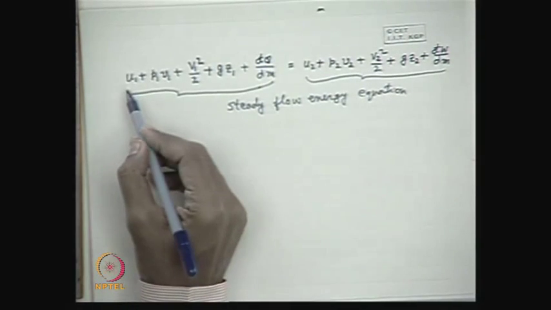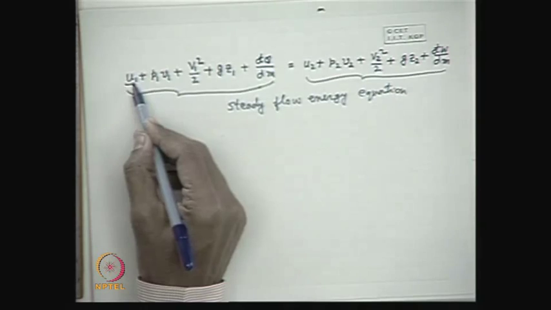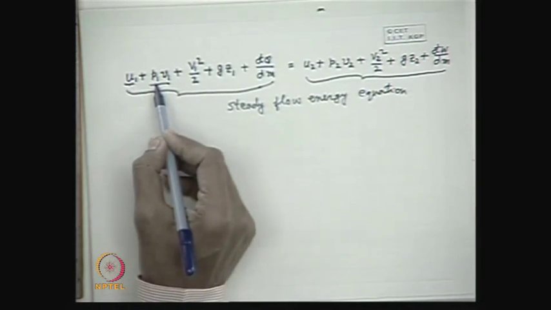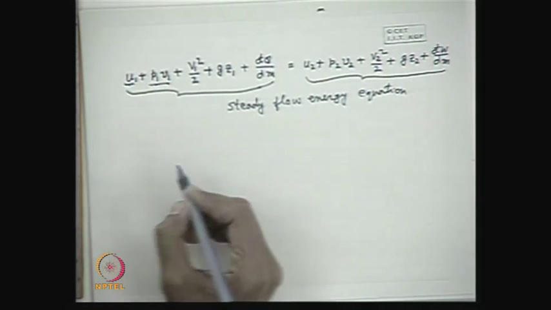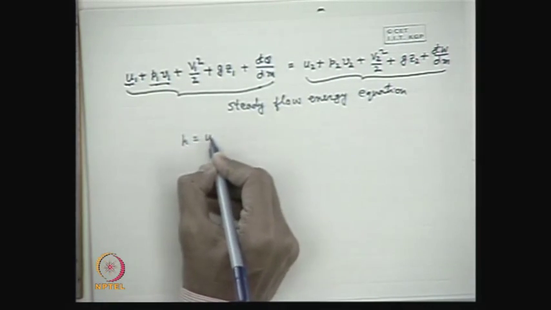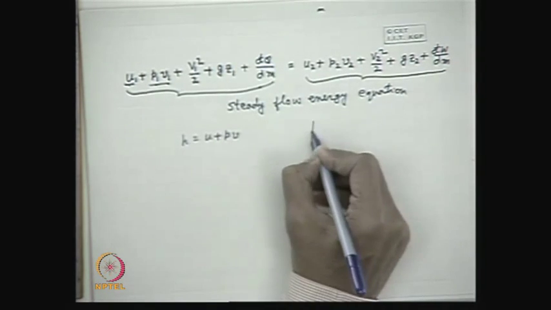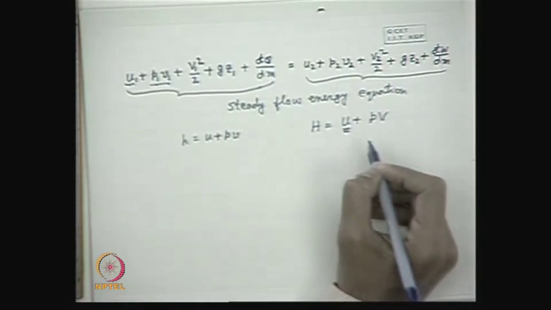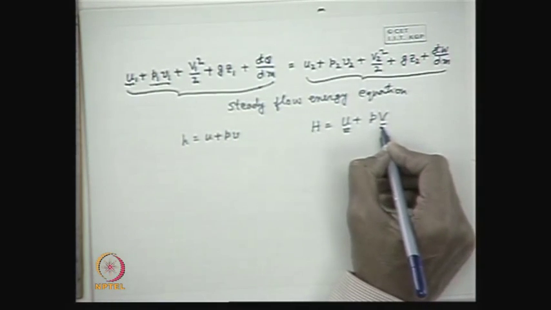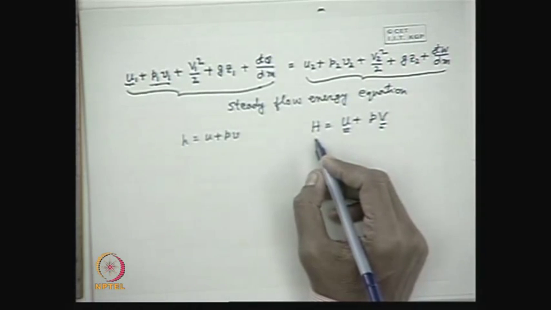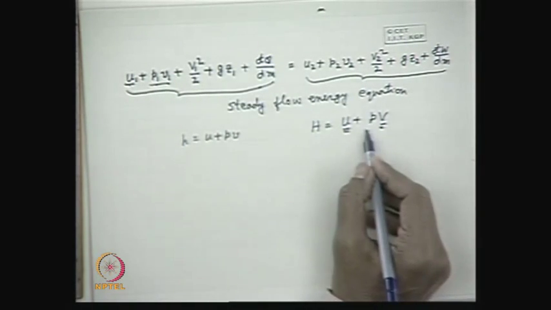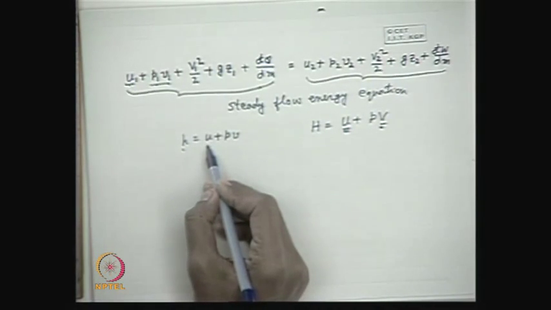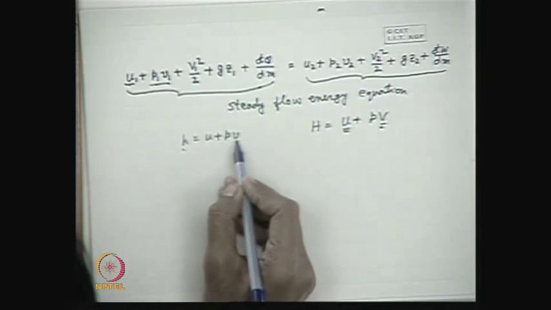Now, you see that we have defined this summation of u plus pv as the enthalpy. So, specific internal energy plus pressure times specific volume can be defined as specific enthalpy. Since the enthalpy is defined as u plus pv, you know u is an extensive property, volume is an extensive property. So, if you define the corresponding intensive property by dividing it by the mass of the system, we can define the specific enthalpy, the sum of specific internal energy plus the product of pressure and specific volume.